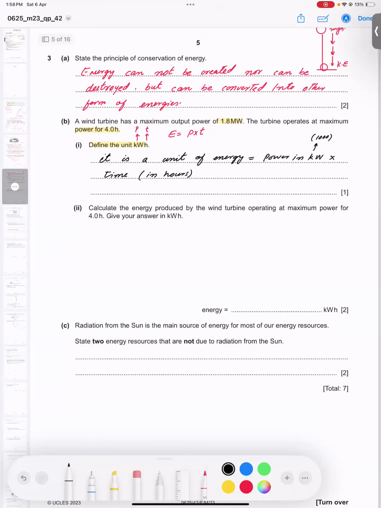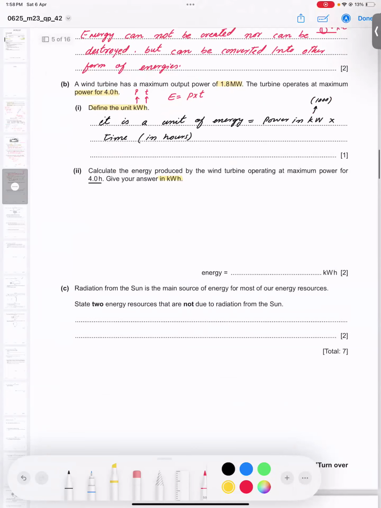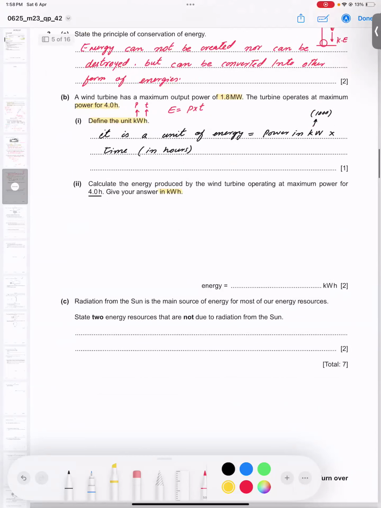Question number 3, part B. Calculate the energy produced by the wind turbine operating at the maximum power for 4 hours. Give your answer in kilowatt hour. We will use the data in the B part, and you need to calculate energy in kilowatt hour. Okay, so I can write the formula. Energy will be equal to power times time.